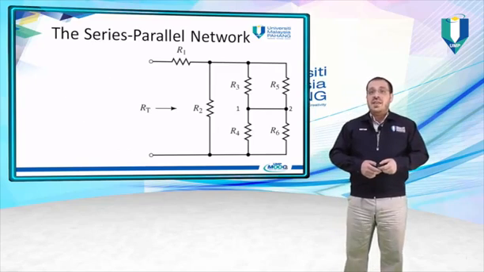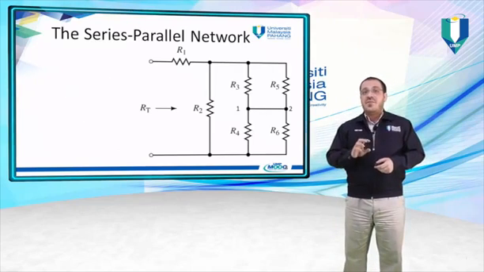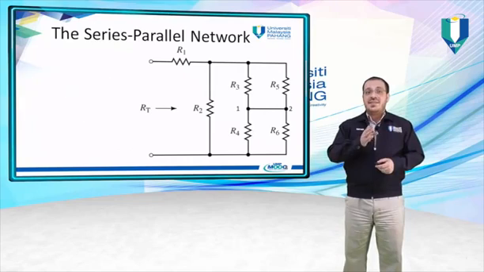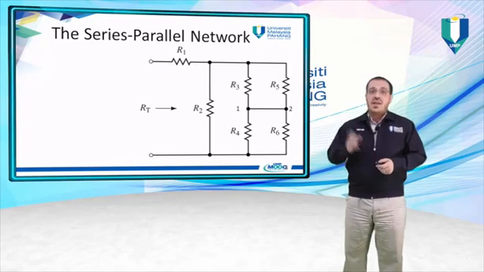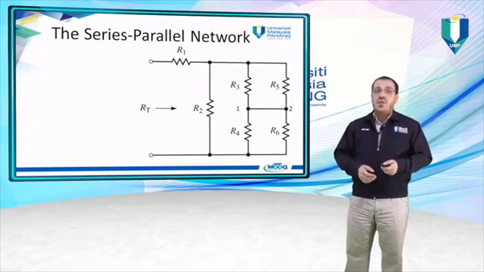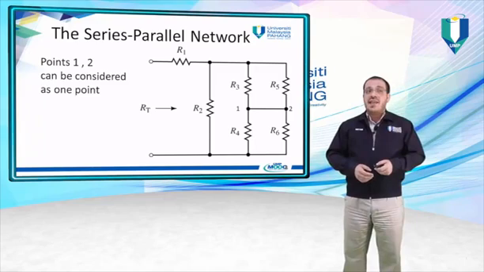Of course, we should be careful. It's not always easy at first glance to tell whether a circuit is series or parallel. For example, at first glance you may think that R5 and R6 are in series. Actually, they are not. Let's consider the two points, 1 and 2. As you can see, points 1 and 2 can be considered as one point. Have a look, okay? Again, 1 and 2, if we look at them carefully, this can be redrawn like this.